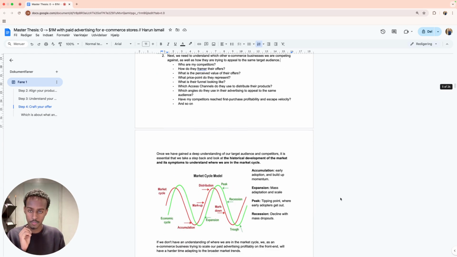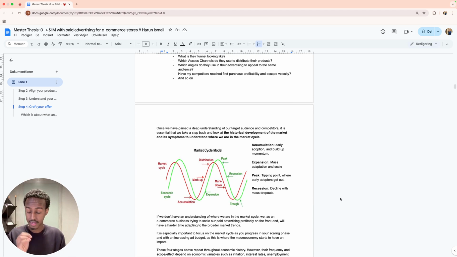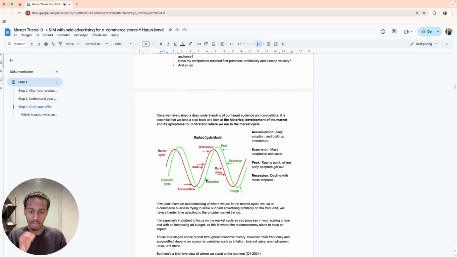And so on. Now, once we have gained a deep understanding of our target audience and our competitors, it's essential that we take a step back and look at the historical development of the market and its symptoms to understand where we are in the current market cycle. As you can see here, I have a screenshot of how the market cycle model looks, and we have 4 stages that occur throughout history.